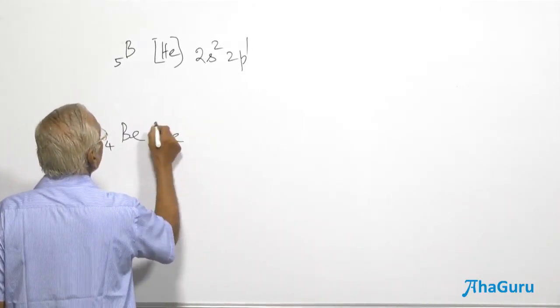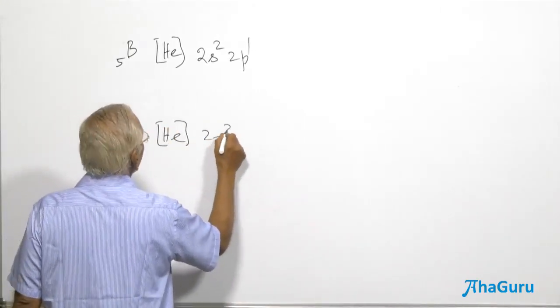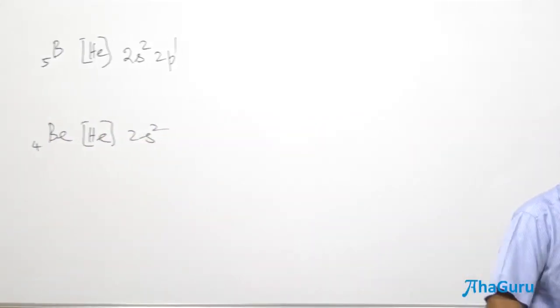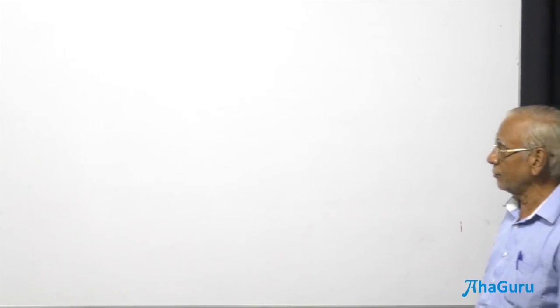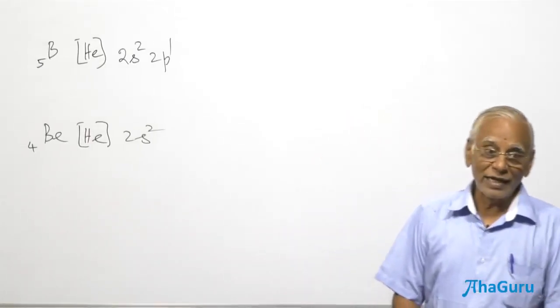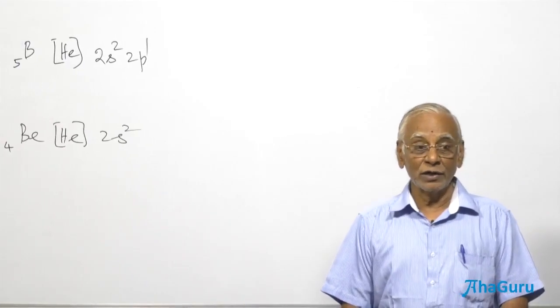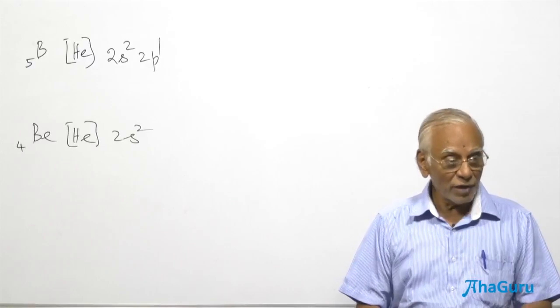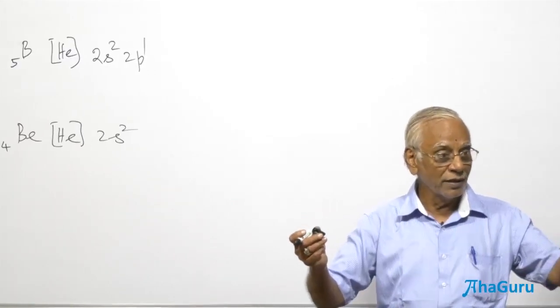Let me take beryllium also simultaneously. Helium core 2s2. How many unpaired electrons? Which is more reactive between beryllium and boron? Why? Boron has 1 unpaired electron. What is the valency of boron? Number of unpaired electrons? 1.